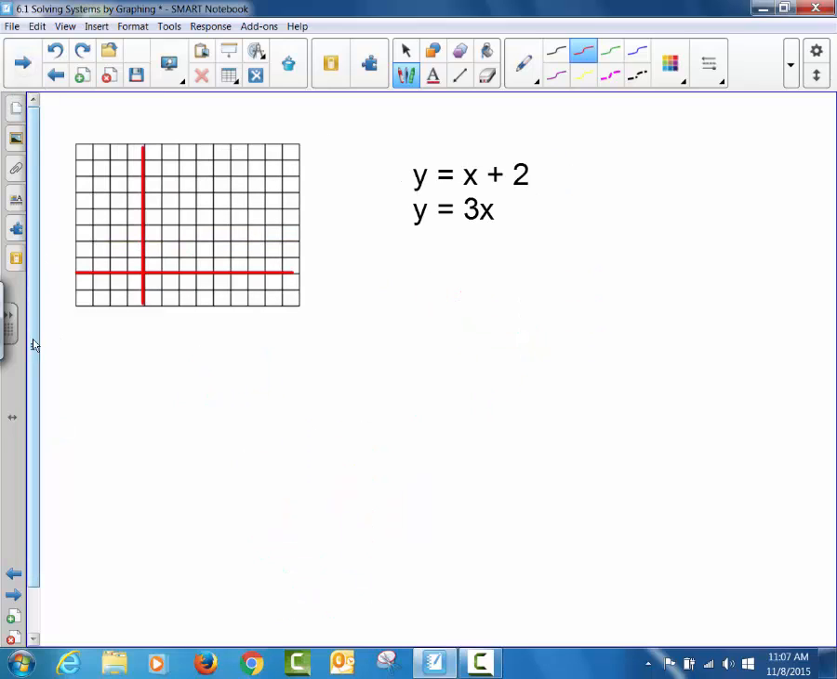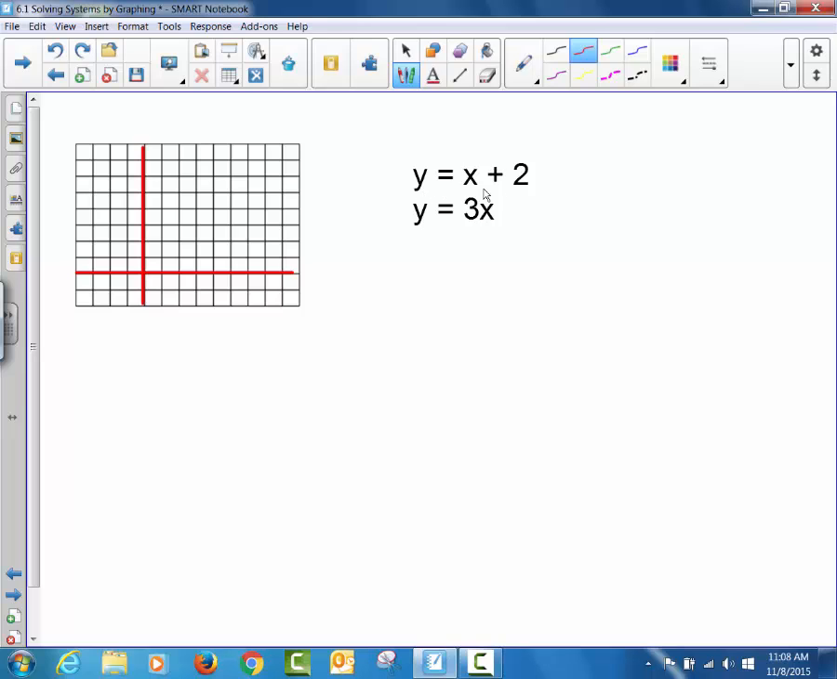Alright, your turn. Pause the video and do this one, and then come back to me, okay? Oh, remember, what is the y-intercept for this one? y equals 3x. Right, the y-intercept is 0 because there's nothing there. So draw your lines and find out what the answer is, and then come back to me and we'll see how you did.